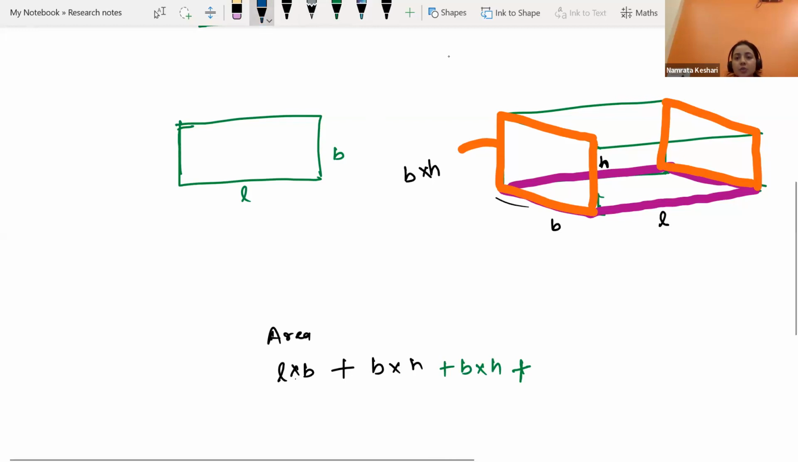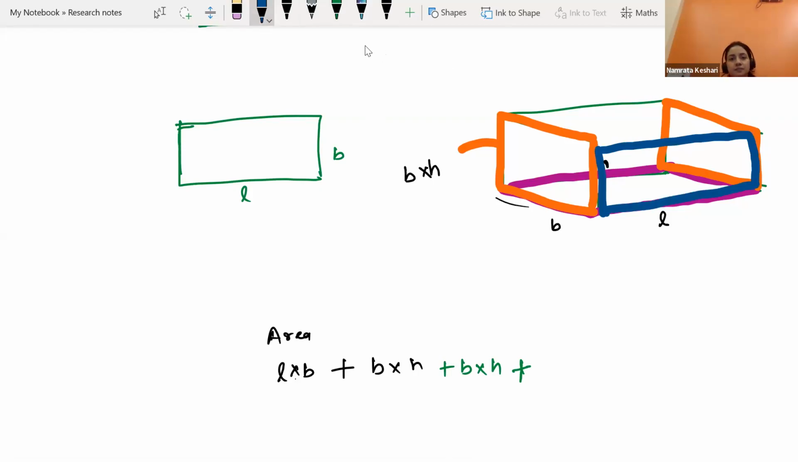Let me highlight the front one. Can you tell me what will be the area of this rectangle? L into H. See, this blue colored rectangle has one side as L and another side as the height. In this blue rectangle, this is H and this is L. So when you find the area of this rectangular sheet, you multiply L into H. Yes or no?